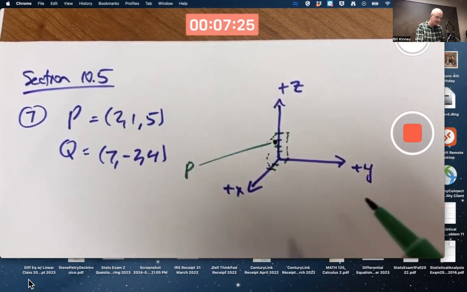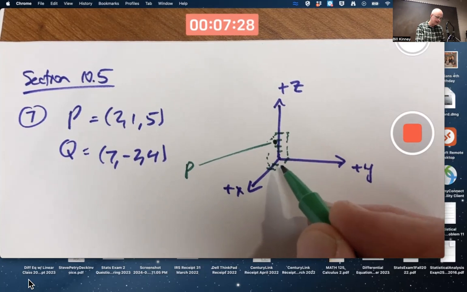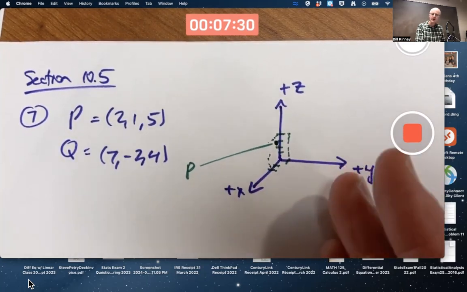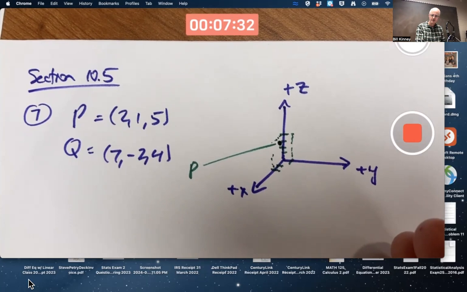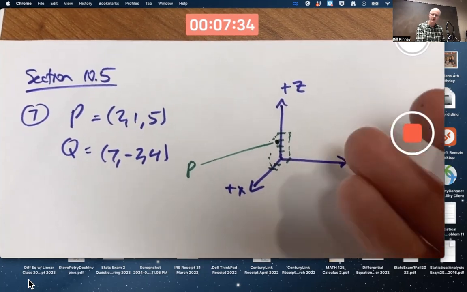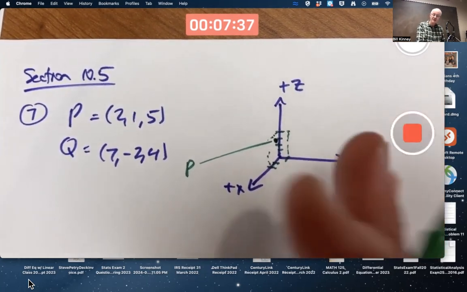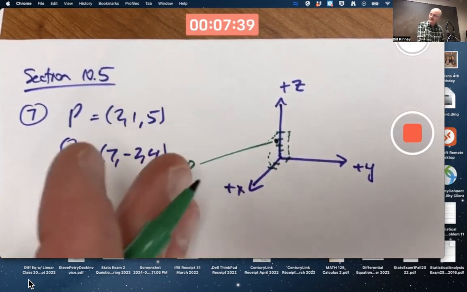Let's say that's P. It's also to the right of the xz plane. It's in front of the paper. It's in front of the yz plane. To the right of the xz plane that's kind of going in slanted.